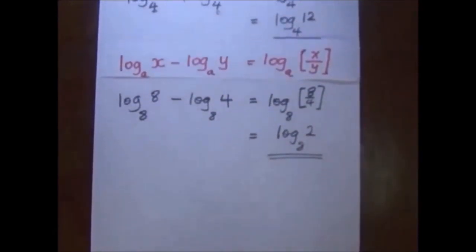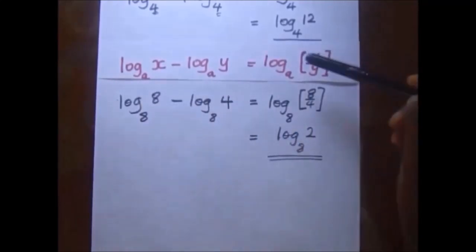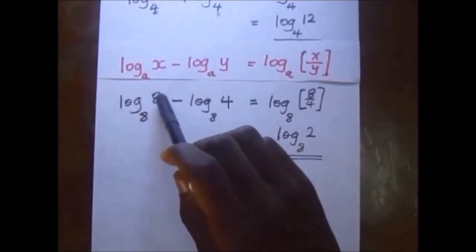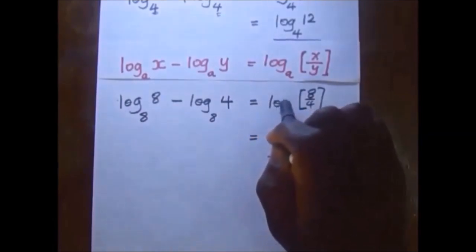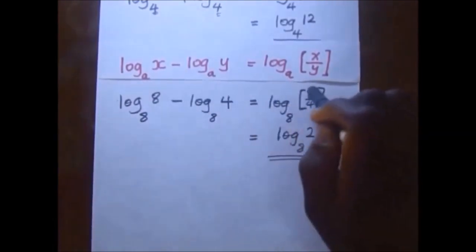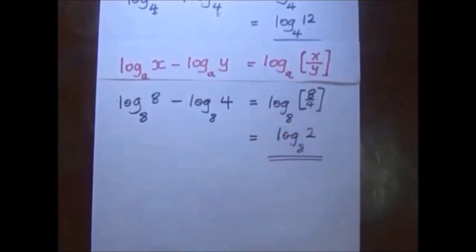When we are subtracting two logs that have the same base, we divide the numbers. In this case, if it is log of 8 base 8 minus log of 4 base 8, it's going to simply be log of 8 divided by 4 of the same base 8. And here we get log of 2 base 8.